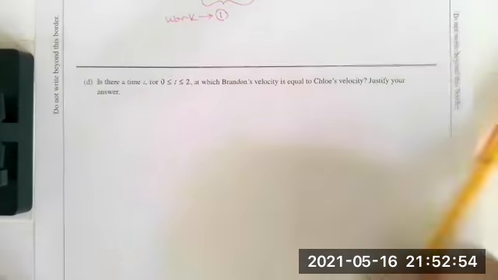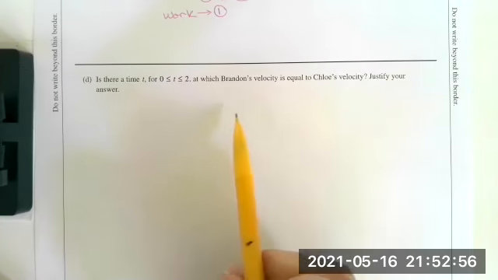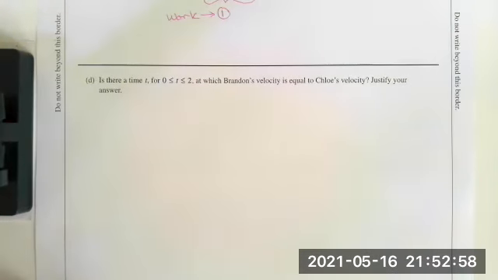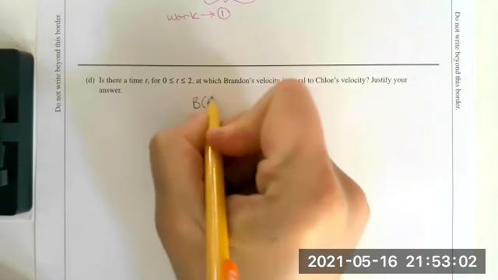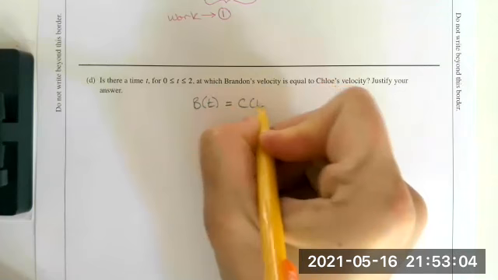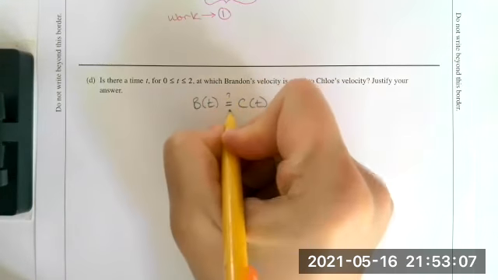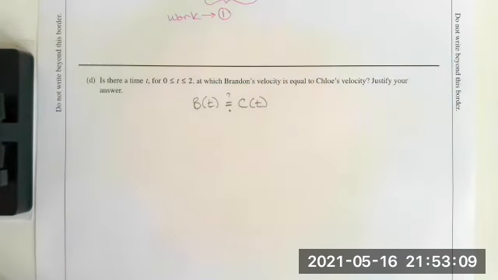All right, part D. Is there a time t for 0 to 2 at which Brandon's velocity is equal to Chloe's velocity? Oh, interesting. Will Brandon's velocity equal Chloe's velocity?